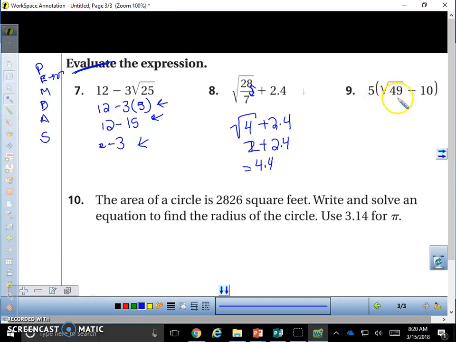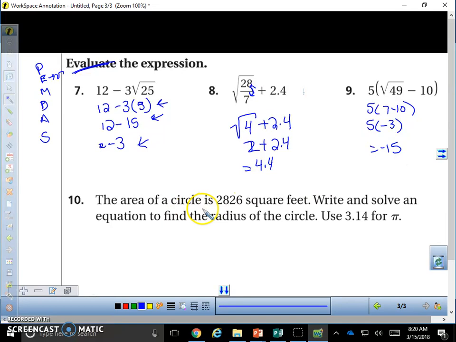Just depends on which one is going to be the best answer. Number 9, we have to go through and do these square roots first. So 7 minus 10. Now we got to finish off those parentheses. Okay, 5 times 7 minus 10 is negative 3. So the answer is negative 15.